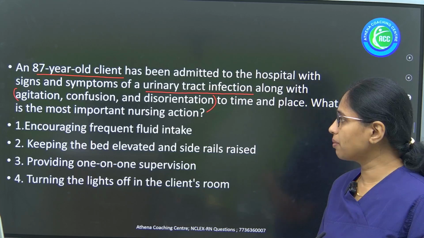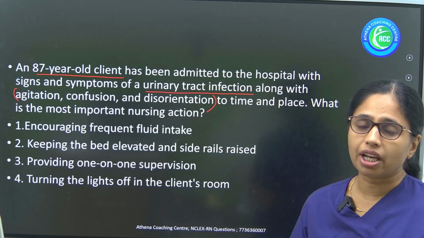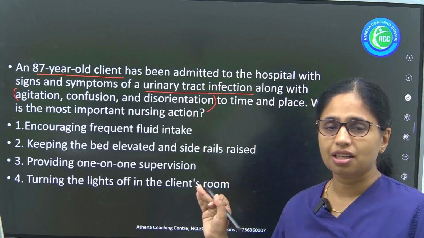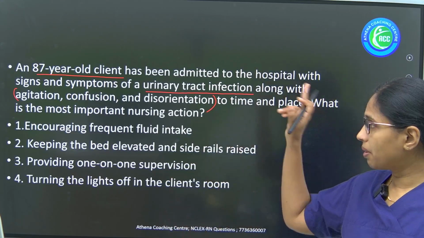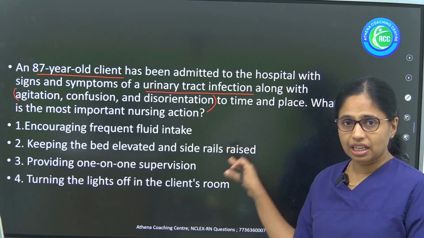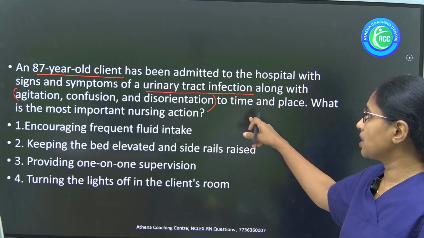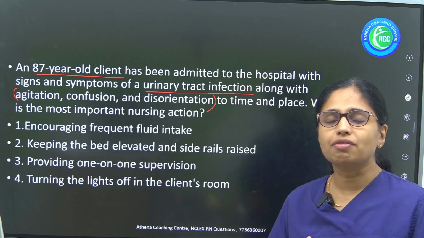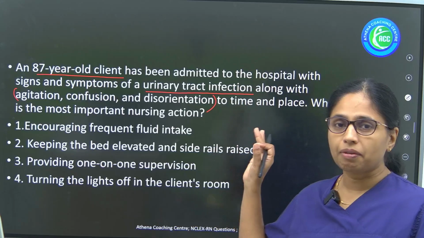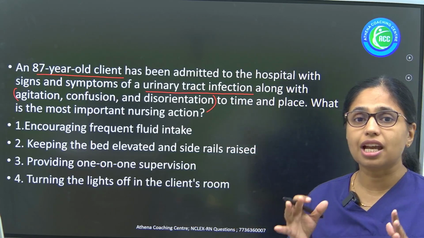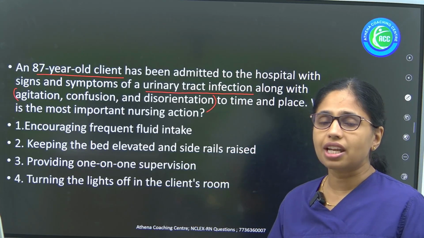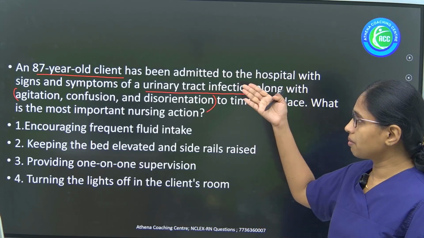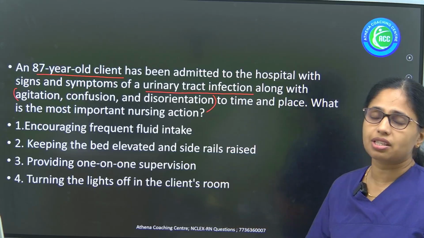So first of all, try to remove wrong answers. Here, with this particular age, the patient is at risk. Why? Number one, the age itself is putting the patient at risk. Number two, the patient is not oriented. The patient is having agitation, confusion. That itself will put the patient in danger. So this patient can lead to a dangerous situation. And what could be the diagnosis? Here it is UTI, and the agitation, confusion, disorientation are usually associated with UTI.